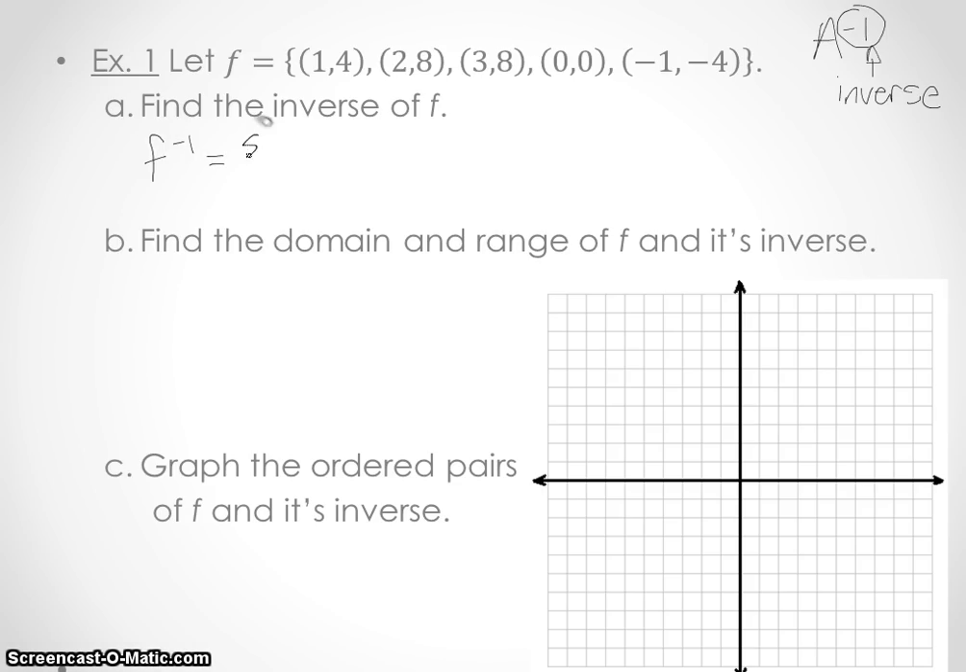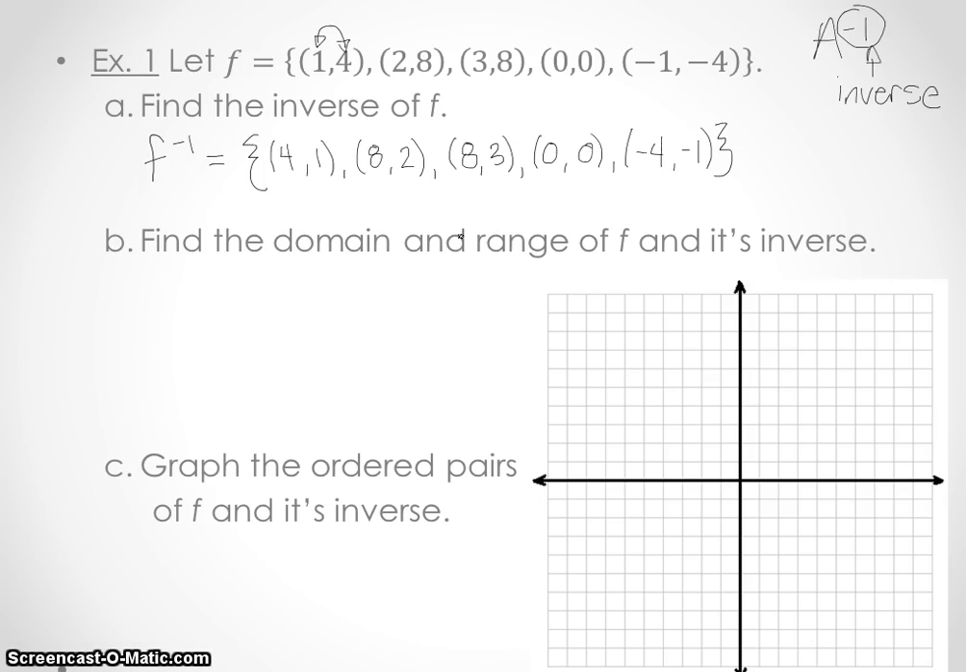Essentially all we're going to do is switch all of our inputs for outputs and vice versa. So this 1 and this 4 are going to switch places. Our first ordered pair is (4, 1). Our second ordered pair, we just switch these: (8, 2). Our third ordered pair would be (8, 3). Our fourth ordered pair, well, switching (0, 0) doesn't do anything. It's still (0, 0). And finally we have (-4, -1) for our last ordered pair. So there's the inverse of f. We just switched everything, and that's really all it is.